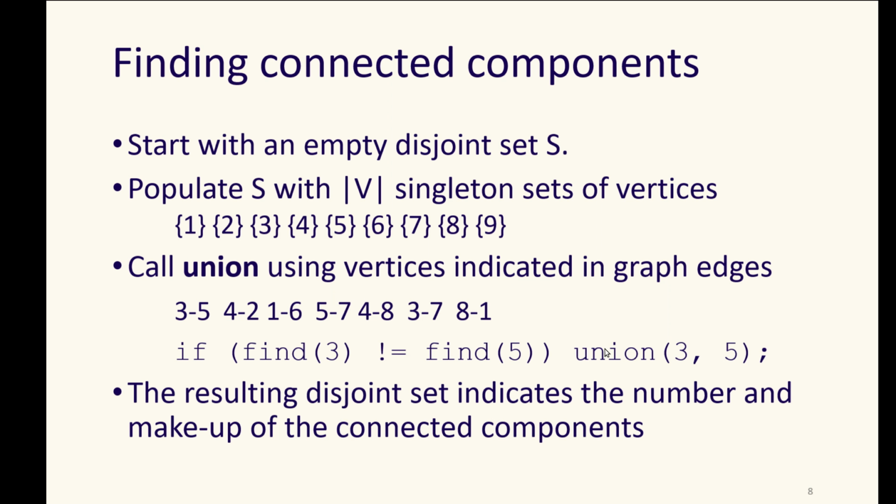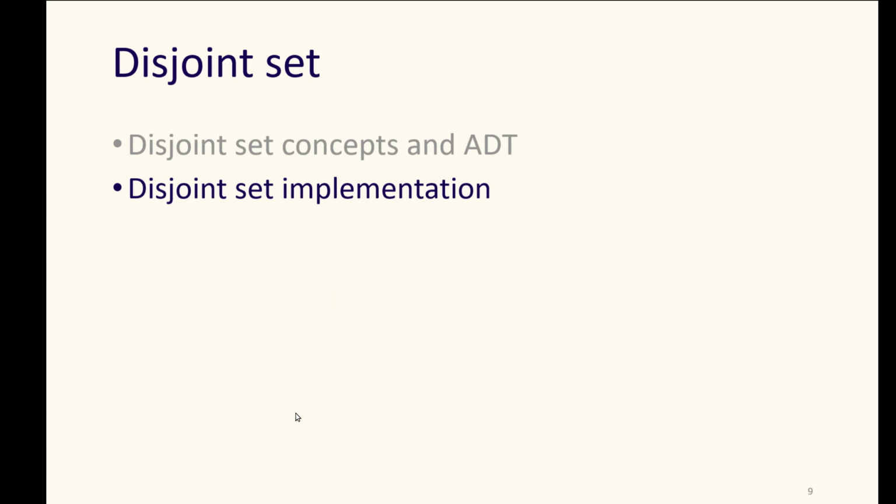The resulting disjoint set indicates the number and makeup of the connected components. So we might have some groups that were clustered into one set and therefore were all connected as a subgraph. And then we might still have one or more other disconnected subgraphs within there. And that's fine. That will then allow us to ask questions about what is connected and what is not.